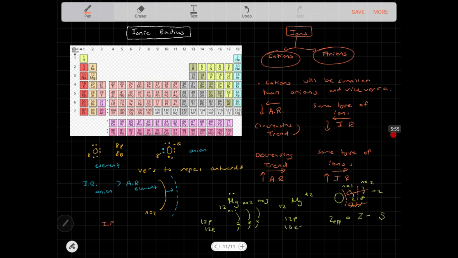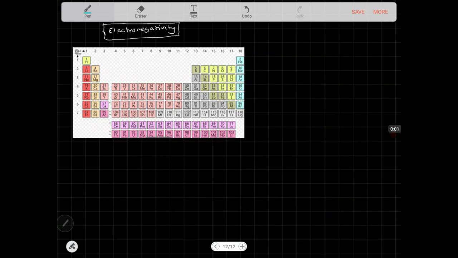So the ionic radius of a cation tends to be smaller than the atomic radius of its own respective element, and the ionic radius of an anion will always be greater than the ionic radius of a cation. So the ionic radius of an anion is always greater than the ionic radius of a cation. For the most part, we're only going to be comparing the same type of ions, cations to cations, anions to anions.